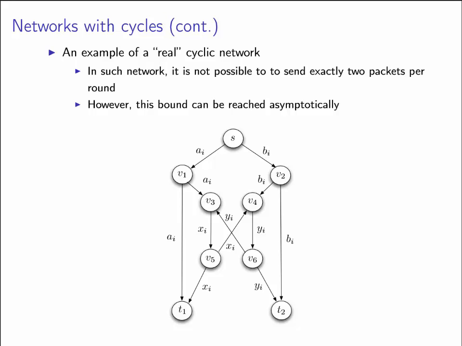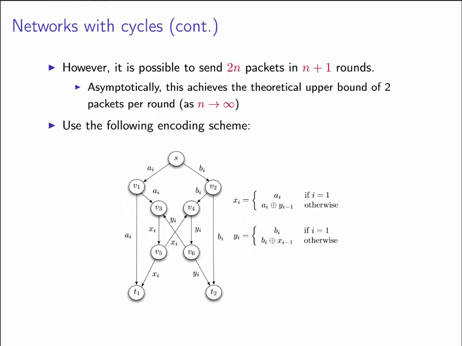However, the good news is that we can still achieve this bound in an asymptotic way, and this can be done by using the code presented in this slide. Our purpose is to show that the code depicted here will allow us to send 2n packets in n+1 rounds, which will allow us asymptotically to achieve the capacity of this network, which is 2. So we will be able to send very, very close to 2 packets per round. We can achieve as close to 2 as possible. So when n goes to infinity, the limit is equal to 2. So the code is depicted here.